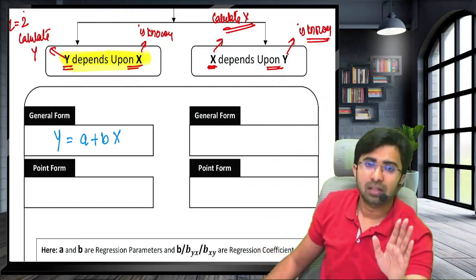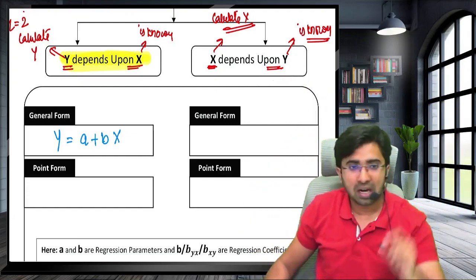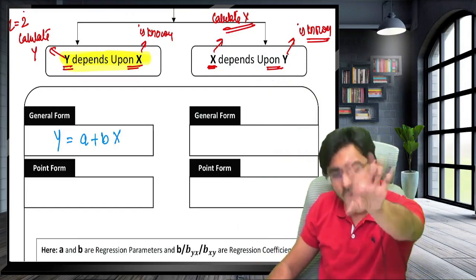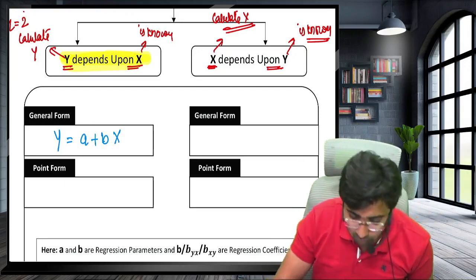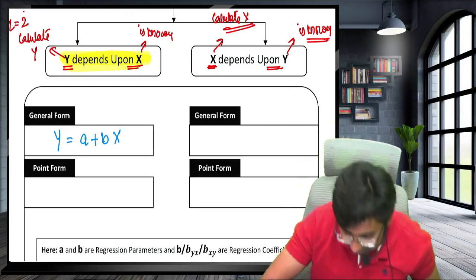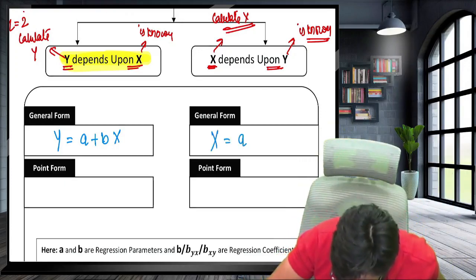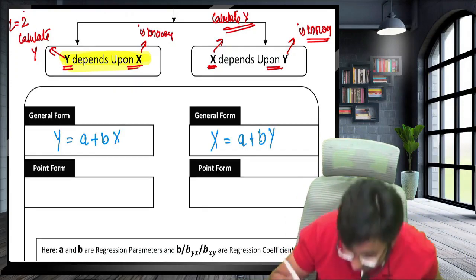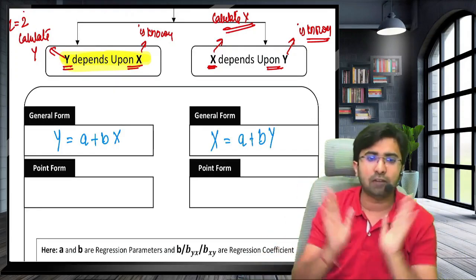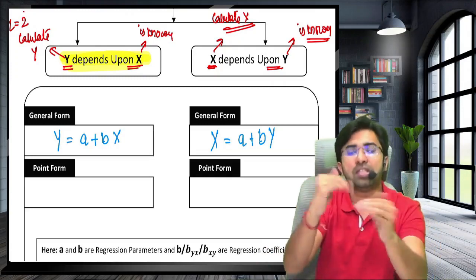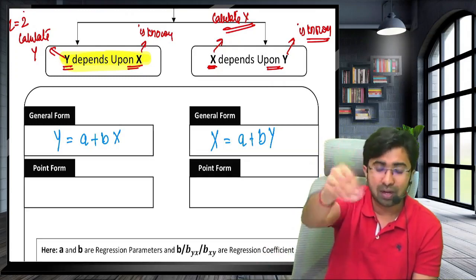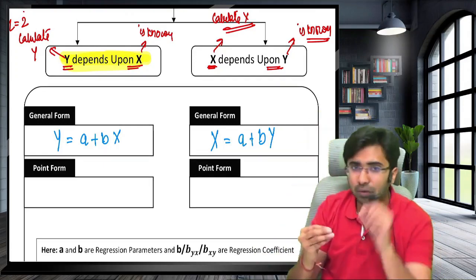But sir, how to construct this equation? Guys, when you want to calculate y on x, it will start from y is equal to a plus bx. And when you want to calculate x on y, the line will start from x is equal to a plus by. This is the general form. I will explain what you mean by general form. I will give you the logic behind that.